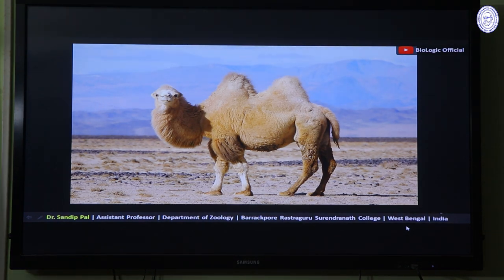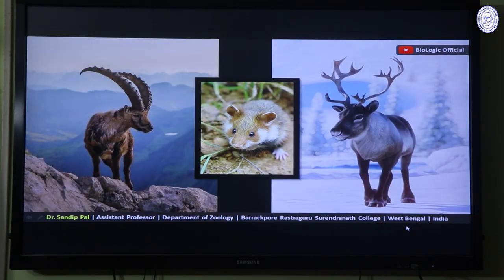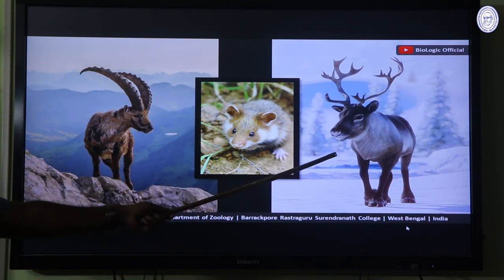This is called two-humped camel. As you can see, there are two humps at their back, and it is also called Bactrian camel. This animal is found in Palearctic region, especially in the Mongolian region. Next, Alpine ibex. It is a mountain goat-like animal. Romanian hamster, and this one is reindeer.